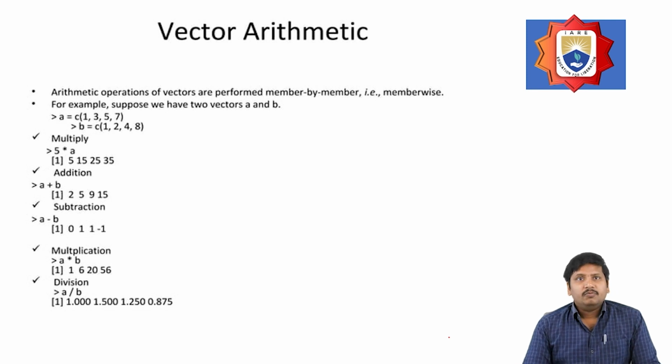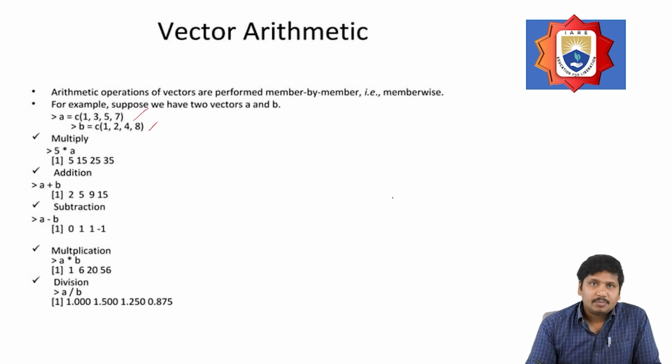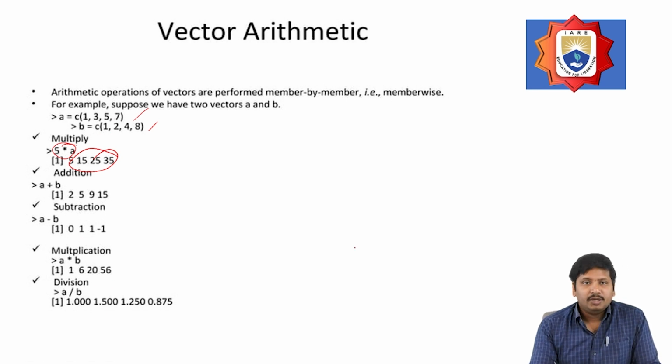And what are some operations that can be performed on vectors? Arithmetic operations: I can apply addition, subtraction, multiplication, and division. Suppose these are the two vectors I'm going to consider. If I multiply with a scalar value, I can get this value. For addition, two vectors are added, and one vector can be subtracted from another. Multiplication can also be done, and division can also be done.